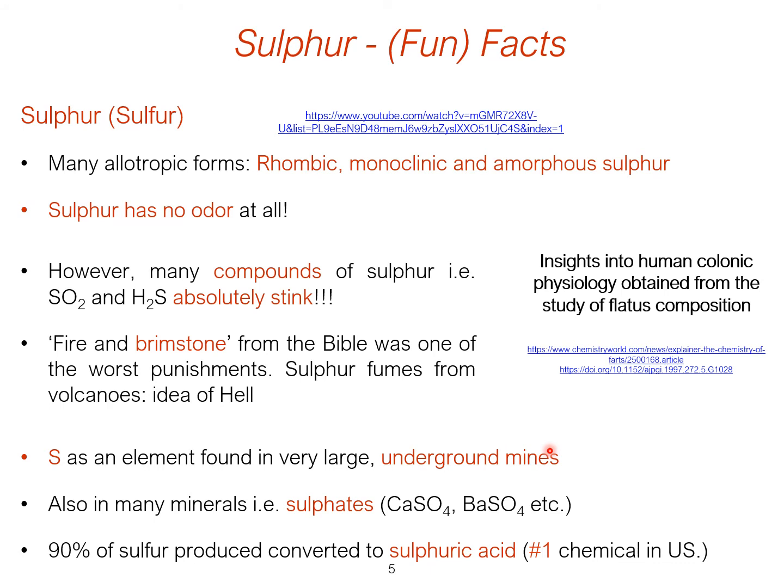So it's also found in large underground mines, and in a lot of minerals as the sulfate, which is an oxoanion. We didn't look at it in group 1 and 2, but it's similar to the carbonates, the nitrates. An oxoanion that's very common even in nature. And then 90% of sulfur produced is converted into sulfuric acid, which is apparently the number one chemical in the US. Which surprised me, but it is used a lot as a strong acid in industry.